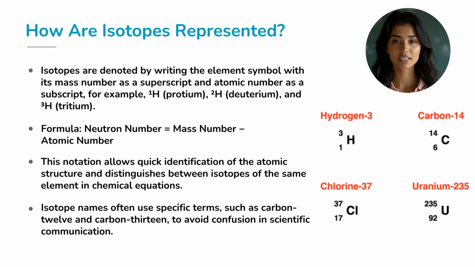Let's write a formula: the neutron number equals mass number minus atomic number. So for deuterium, that's 2 minus 1 equals 1 neutron. This notation makes it easy to see an atom's internal structure at a glance and helps distinguish between isotopes of the same element in chemical equations. Scientists also use special names like carbon-12 and carbon-13 to keep communication clear and precise.